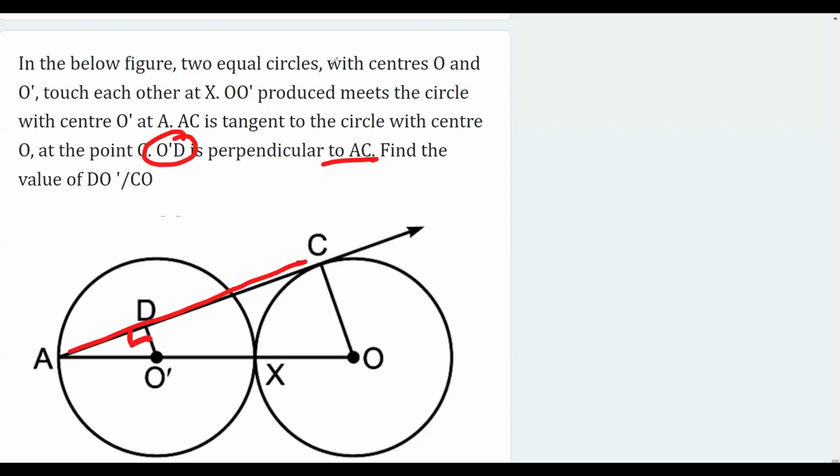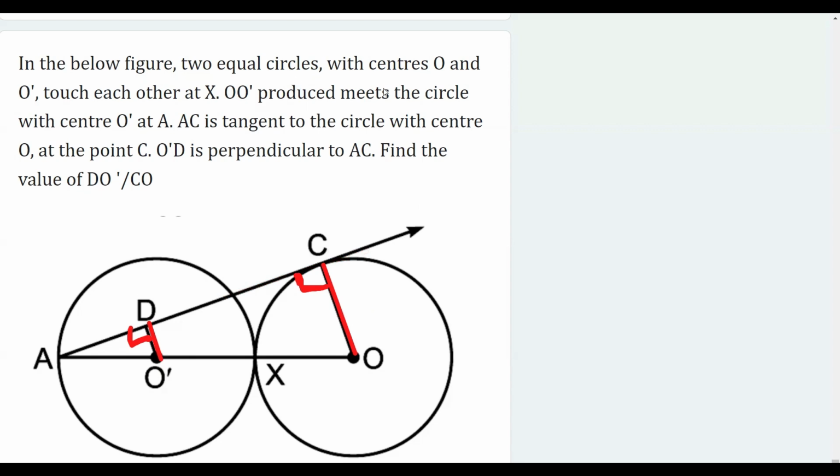What we have to find here is the ratio of OD dash to this. These are the two lines whose ratio we have to obtain. Now, the two properties which we are going to use in finding the ratio, one is the radius is perpendicular to the tangent at the point of contact. This is the radius and this is the tangent. So radius is perpendicular to the tangent at the point of contact.